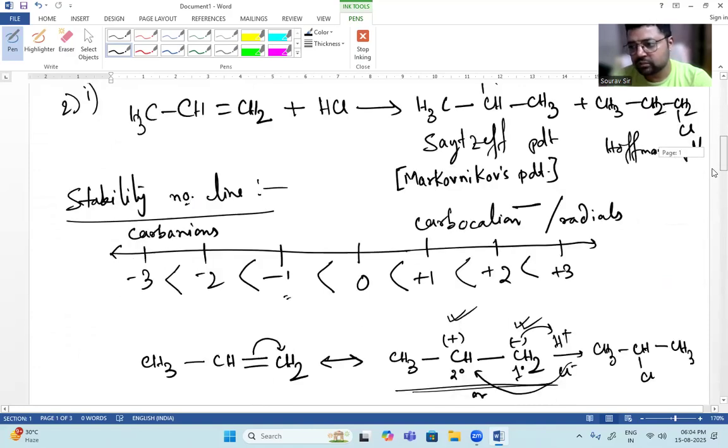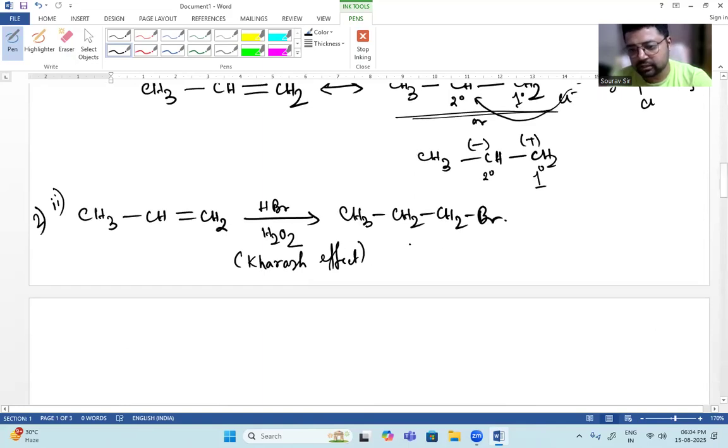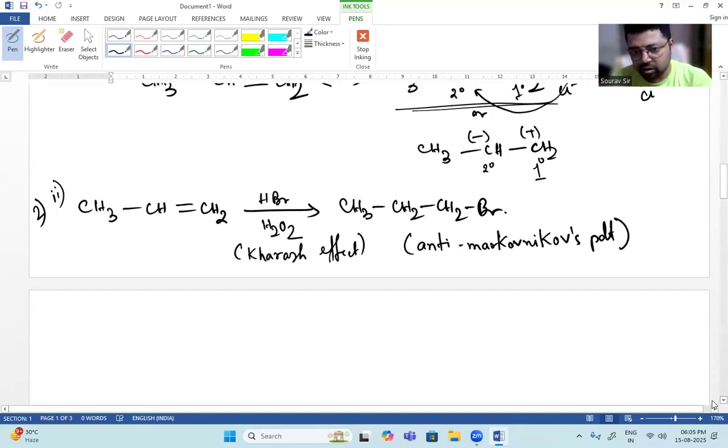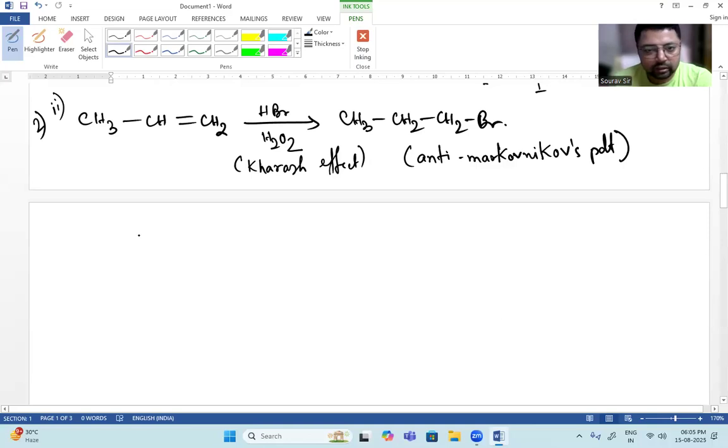This is also known as Markovnikov product. And this is anti-Markovnikov's product. So why does this occur? HBr when treated with H2O2, obviously it should also be light. You should use light. Without light this reaction doesn't proceed.